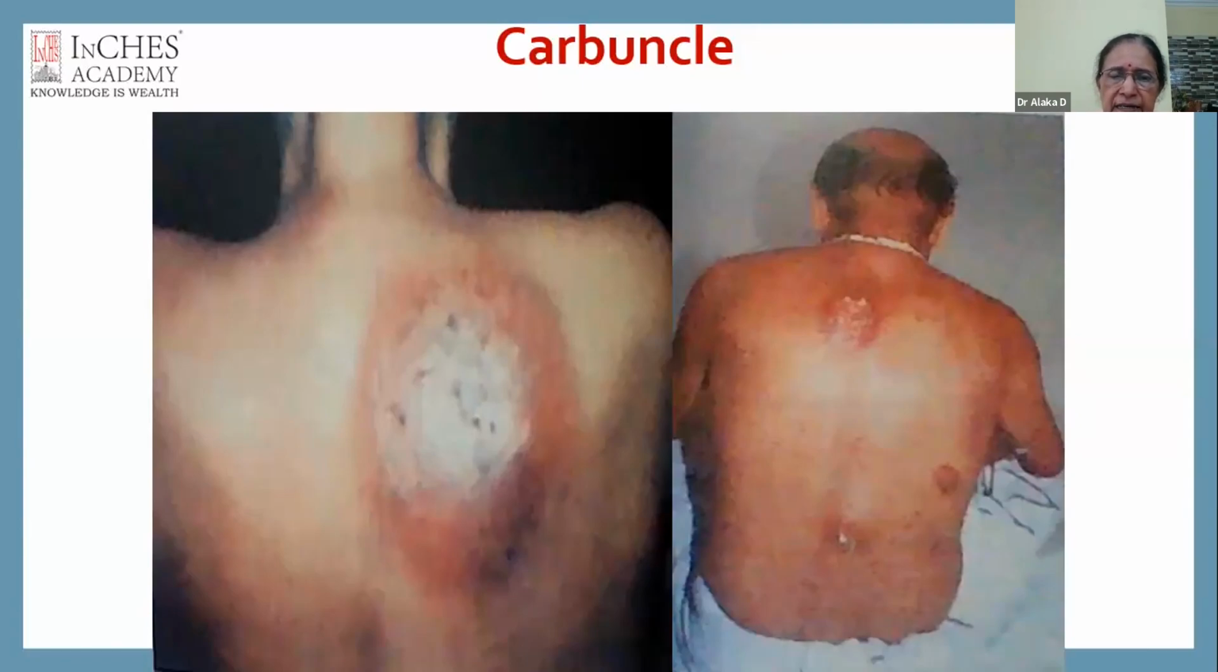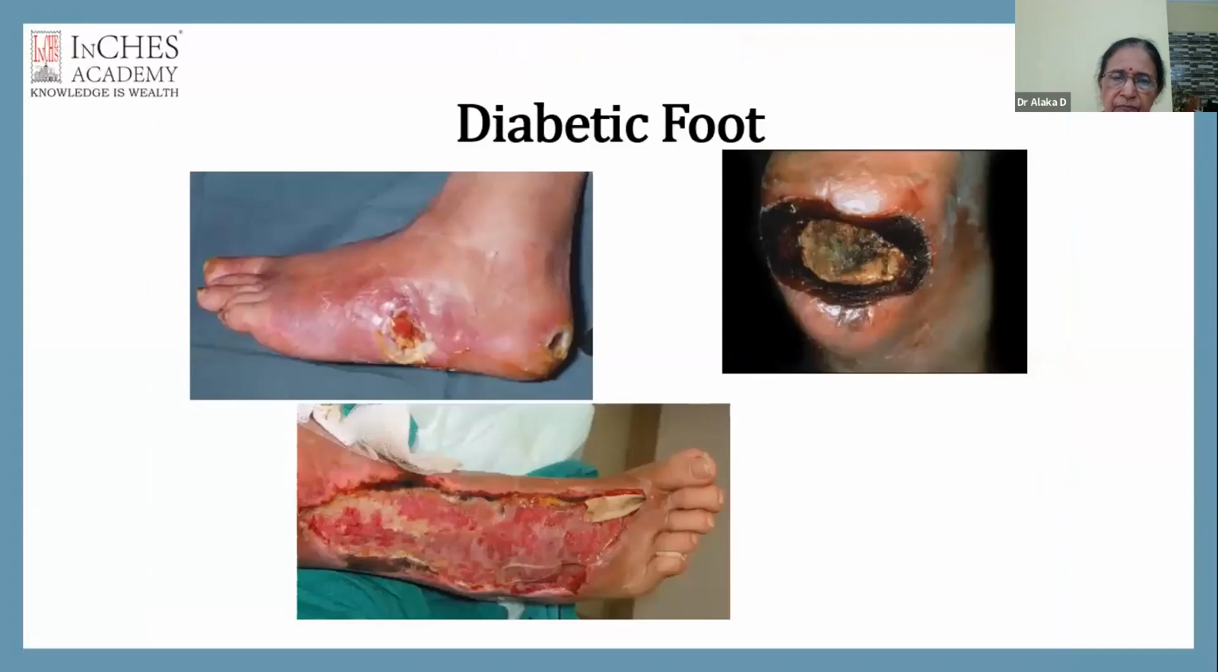This will need incision and drainage, and then you can send the pus for culture. But initially, at least, you will have to start with a broad spectrum antibiotic. You can start from the penicillin group. It may be amoxicillin-clavulanic acid. If it is not responding, then we will go to oral cephalosporin. These are carbuncles, again, a skin infection which is very commonly seen in diabetic patients.